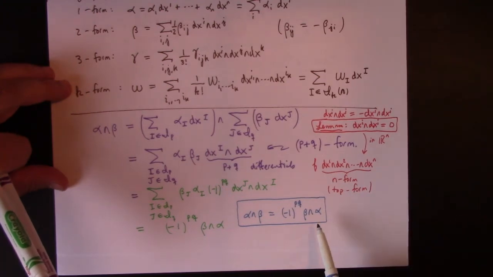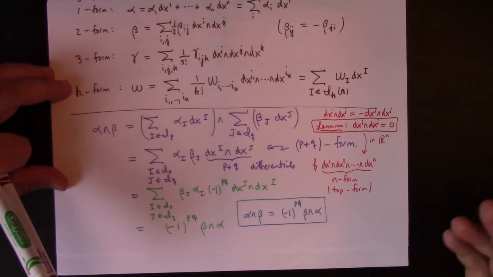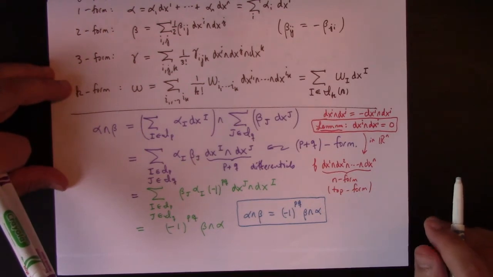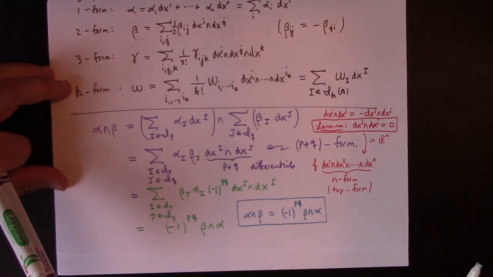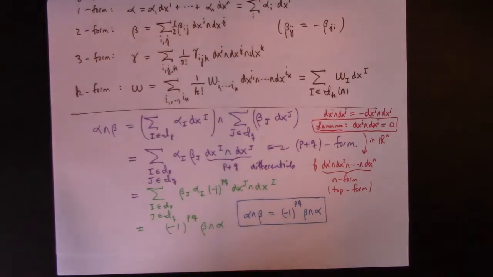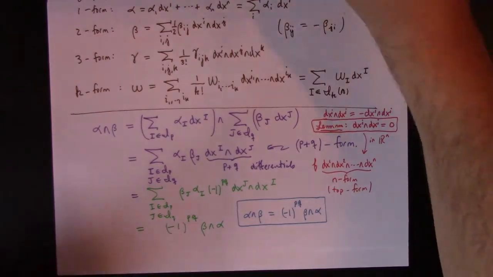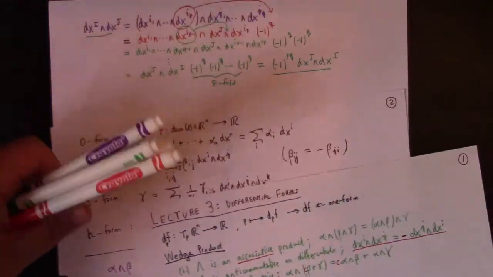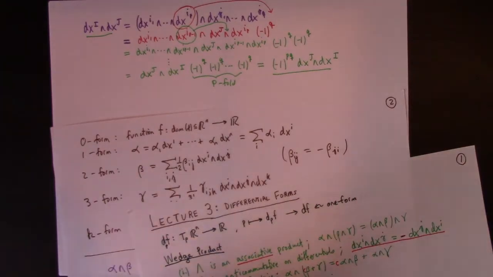So one of the things it says is that if a form has even degree, it commutes with all other forms. Like 2 forms commute with 1 forms. 4 forms commute with 1, 2, 3 forms, and so forth. But if you have 2 forms of odd degree, you generate a minus when you change their order. That's the wedge product. All right, so let's see here. What else can I say? I guess that was page 3 over here, our little lemma.